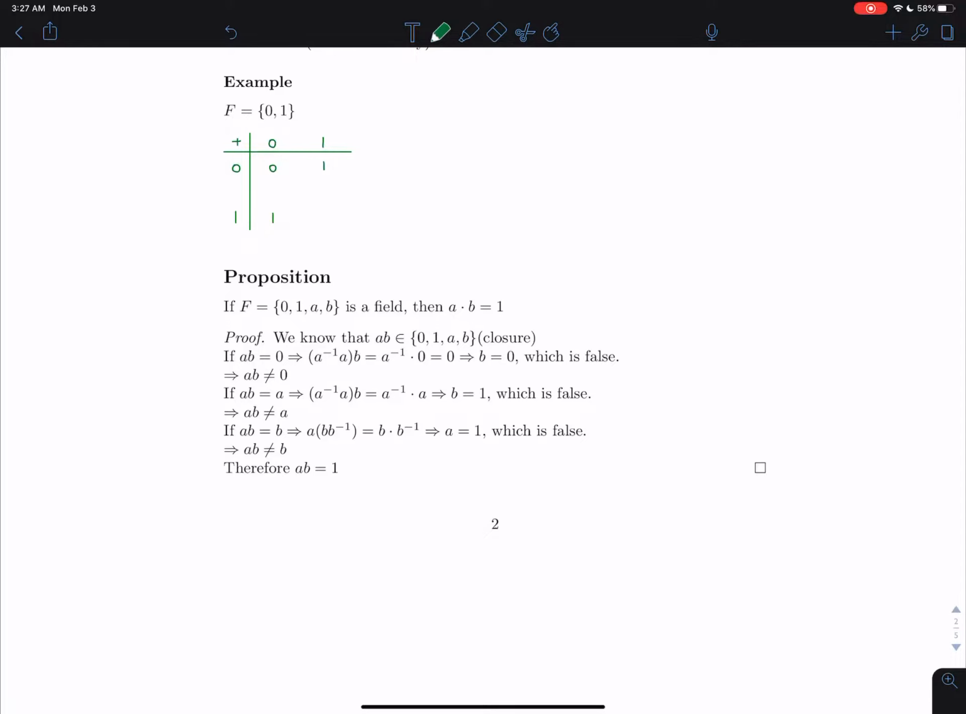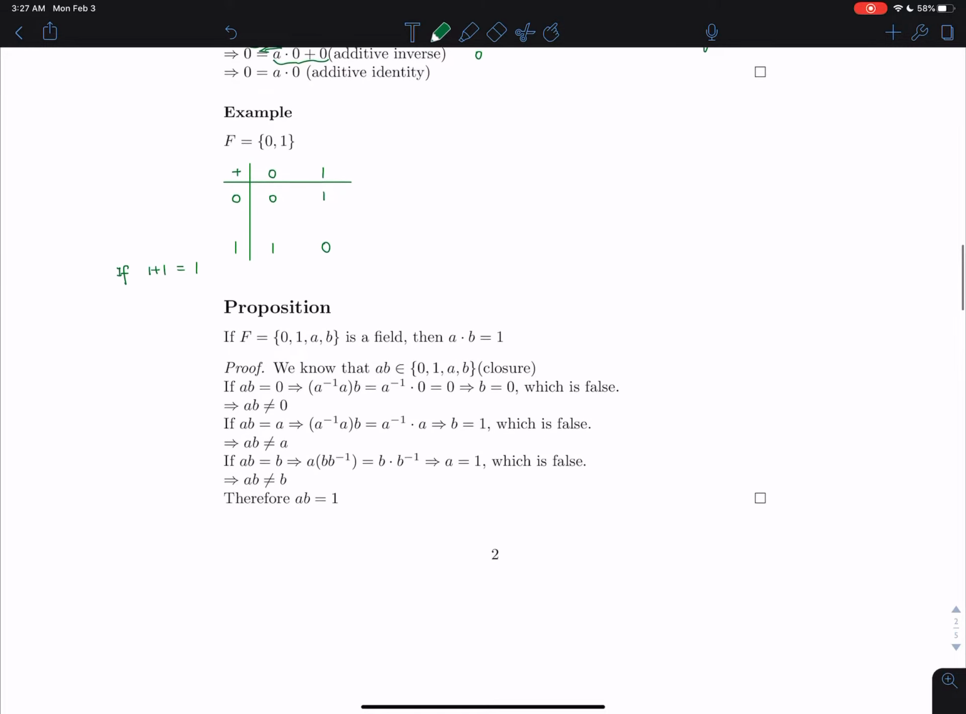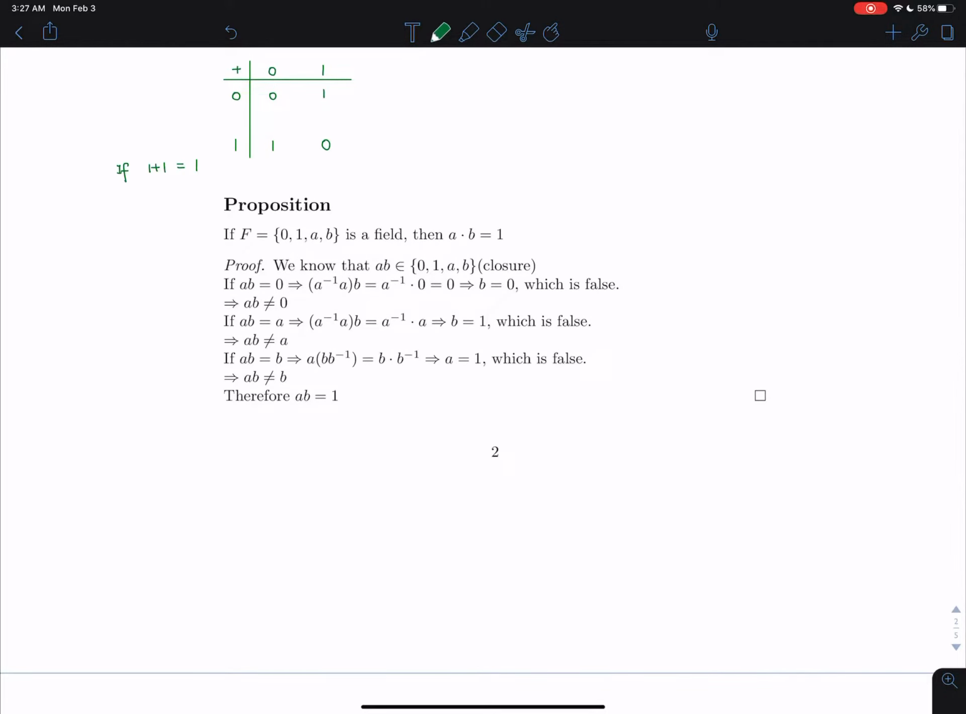But what about 1 plus 1? I'm telling you it's 0. Why is that? Let's see. Suppose 1 plus 1 is not 0. Let's say 1 plus 1 is 1. What does this give to us? If we have this, we can add the negative of 1 on both sides.